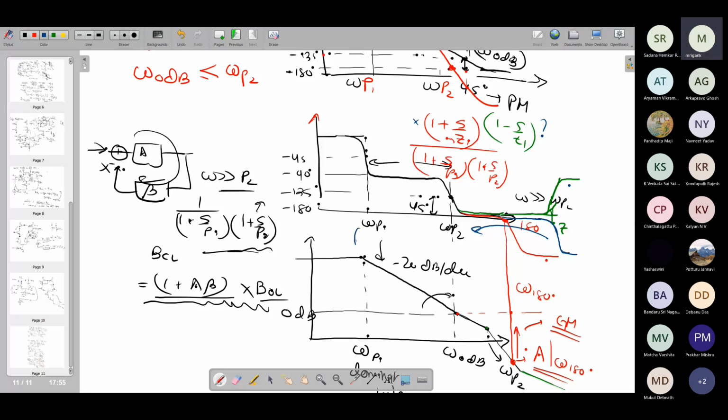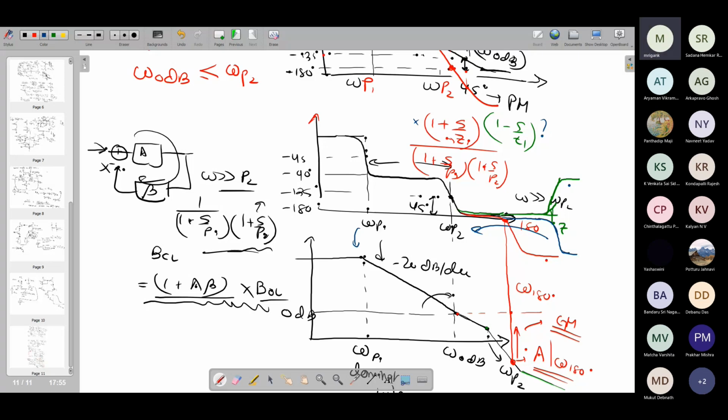What do you mean? If your dominant pole is much lower than all other poles, then as long as this characteristic is obtained, that your overall gain slope of minus 20 dB per decade is maintained till the second pole, then you are stable. So the first condition to make sure that it is stable is that there is a dominant pole which is much lower than your second pole.